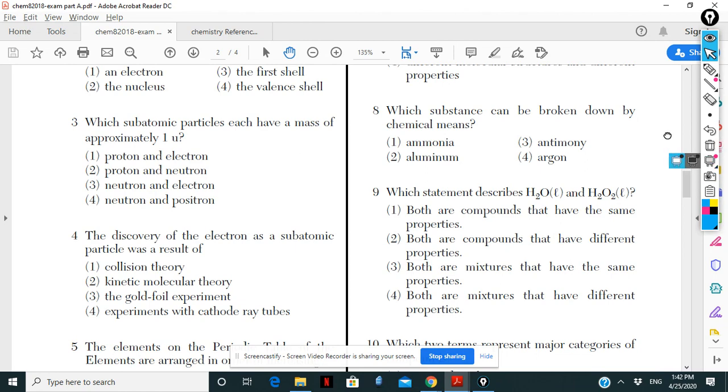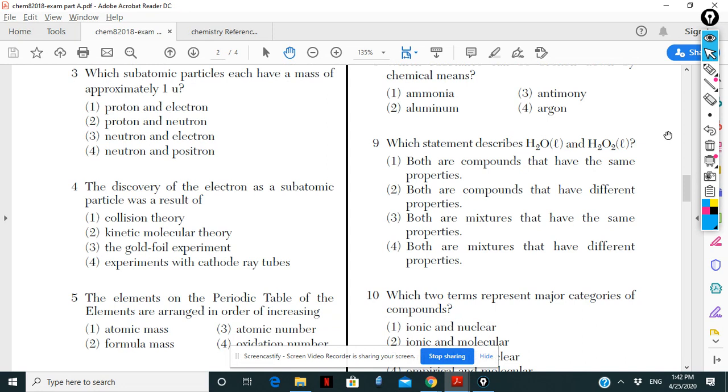Question number 9. Which statement describes water, liquid, and hydrogen peroxide? As we said, these are two different compounds, so they are going to have different properties, and they are compounds. They aren't mixtures because I cannot separate them according to a physical property. I have to separate them using chemical properties. So both of them are compounds. But they don't have the same characteristics because they don't have the same ratio.